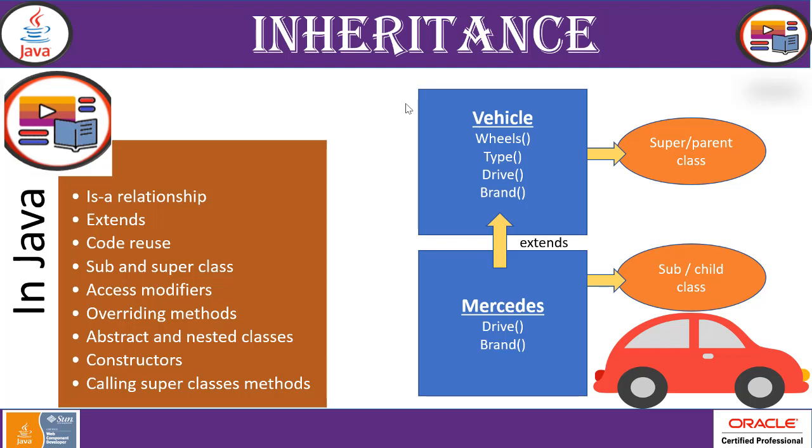In Java, inheritance is one of the concepts of object-oriented programming, which is a relationship concept. The extends keyword will help you inherit your parent class. We can reuse code. We have the sub, child class and the super, parent class. Access modifiers help to access and restrict the access of our extended classes.